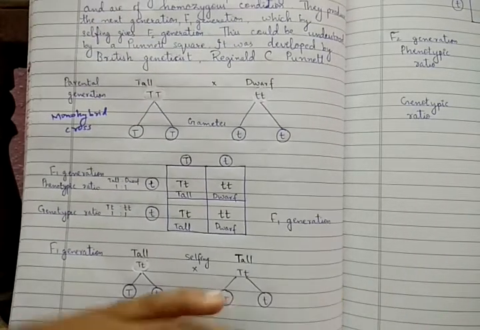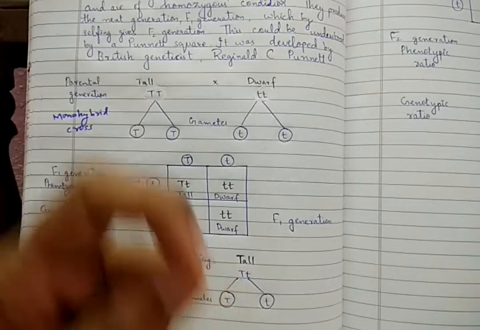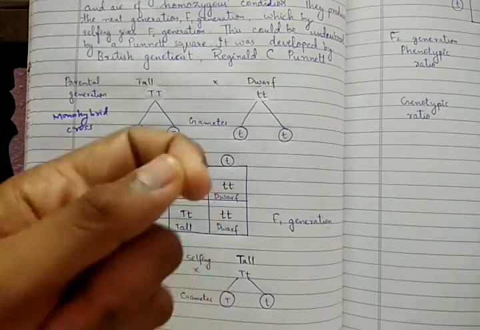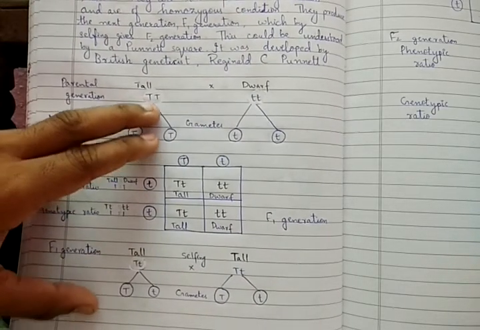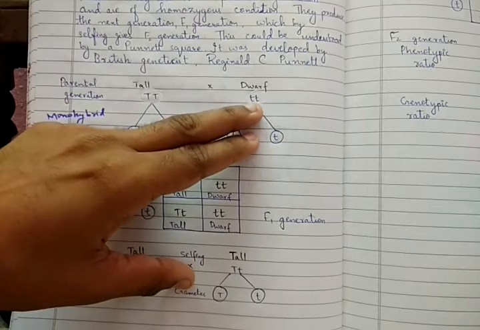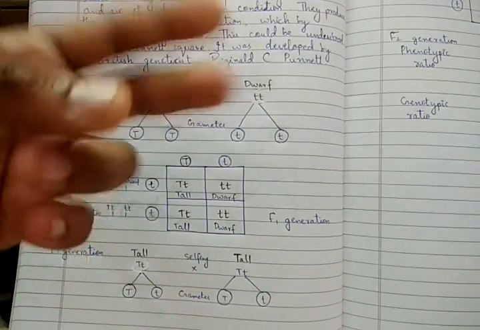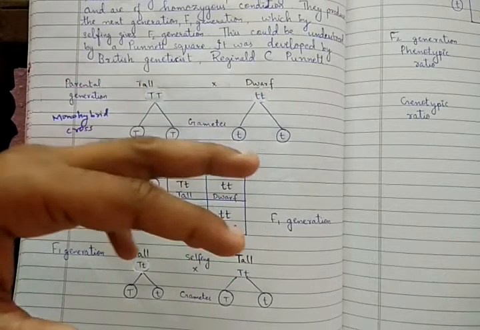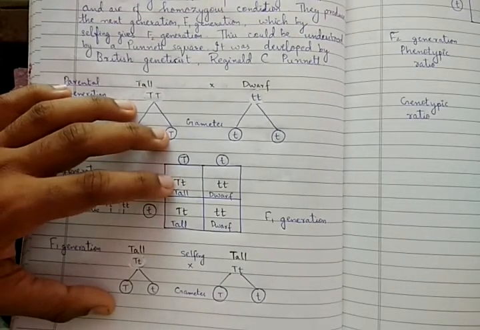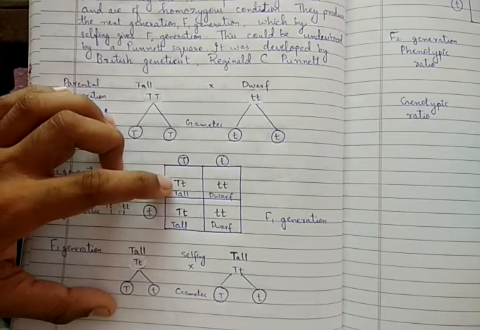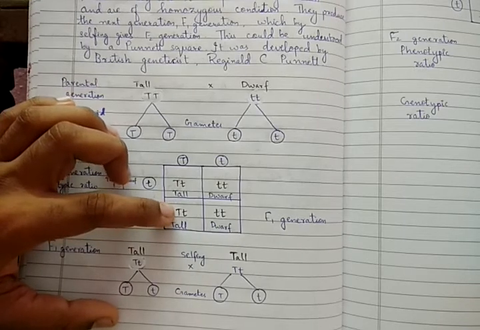Heterozygous condition and homozygous condition we studied yesterday. Homozygous condition means a condition where both the characters are the same. This is a homozygous condition, capital T, capital T. This is a homozygous condition, small t, small t. Heterozygous condition means both of them are contrasting pairs. For example, capital T, small t is a heterozygous condition.